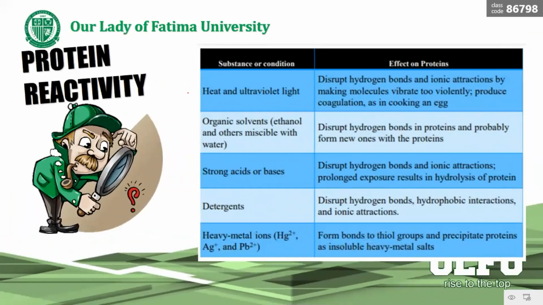So here are some substances and conditions. Nabanggit na natin yung iba dyan. Heat, di ba? Pag high temperature, nade-denature ang protein, nagre-react ang protein. Kapag masyado tayong na-expose sa ultraviolet light, di ba? Umiitim, nasa sunburn, nagpipil yung skin kapag sobrang exposure sa light. No? Kasi yung protein nagre-react.